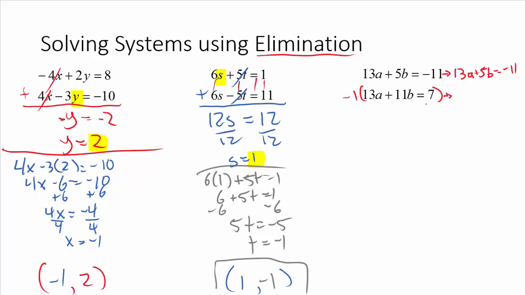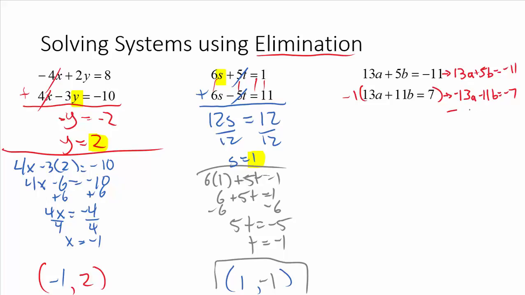Now this one we're going to multiply by -1. And again, I can't just multiply one thing by -1. I've got to multiply everything in here by -1. All that's going to do is flip all these signs around. -13a, -11b, and equals -7.